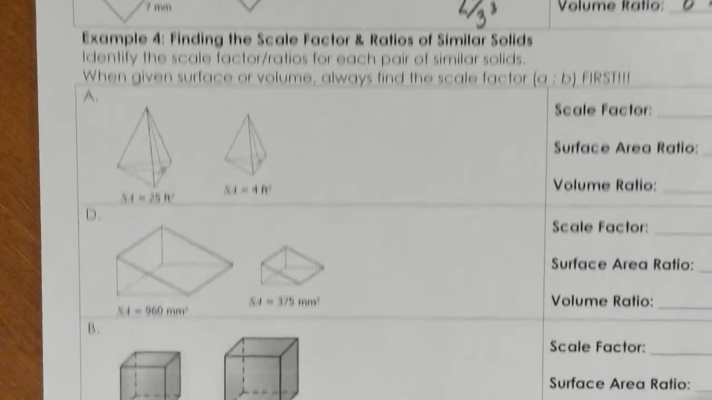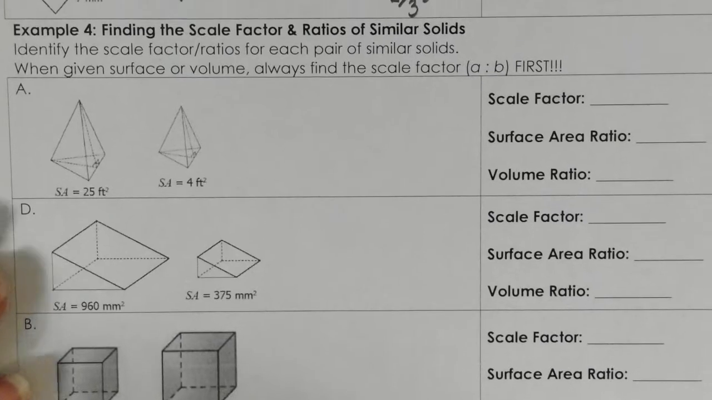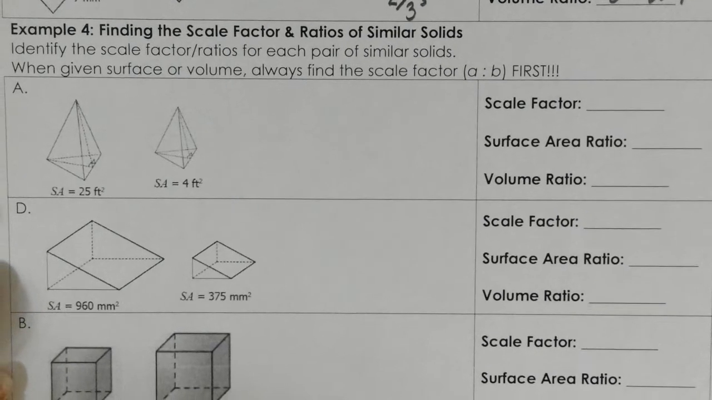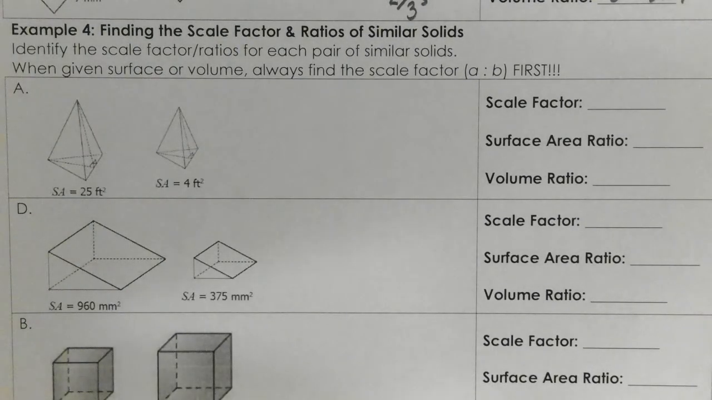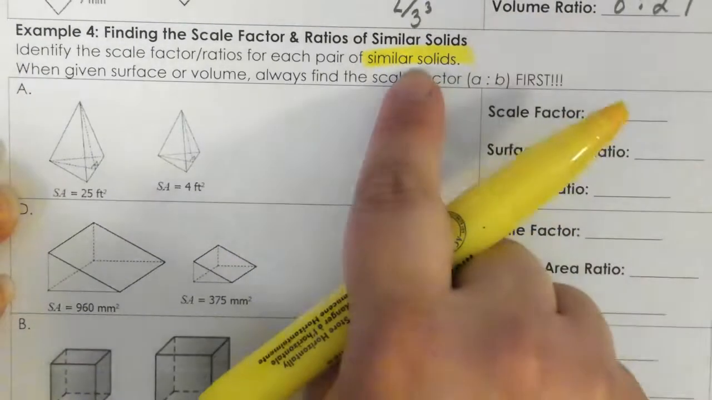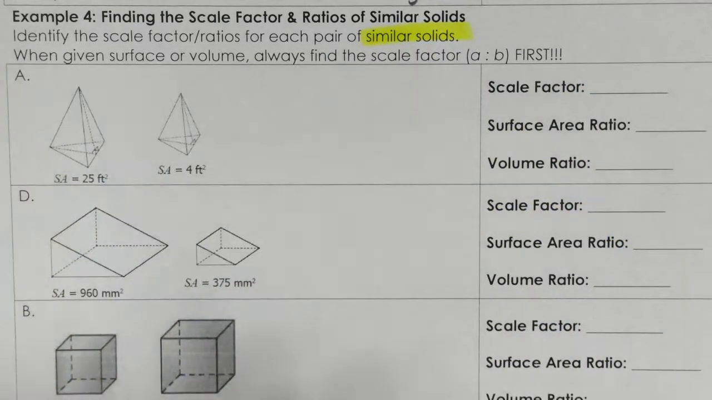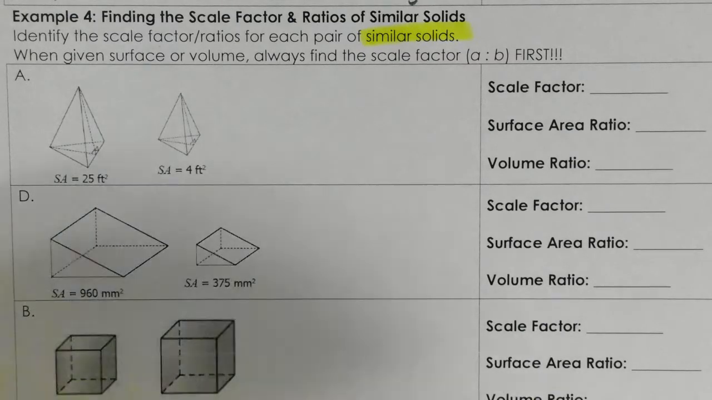Okay. Then for the bottom part, which I think is probably the most challenging part, but still very doable, it says identify the scale factor ratio for each pair of similar solids. Again, key. It's telling you they are similar already. Okay, so that's a known fact. I don't have to figure that out. It's already known. When given surface area or volume, always find the scale factor first.